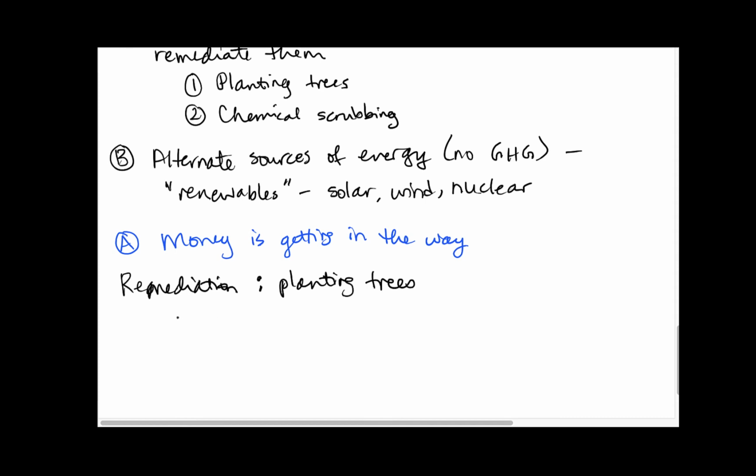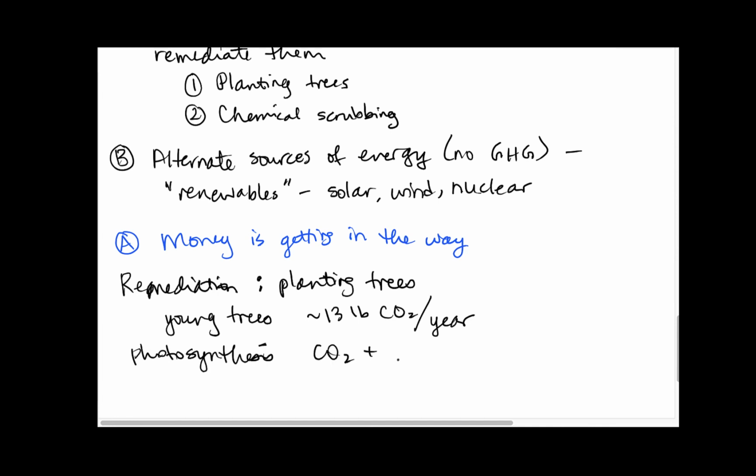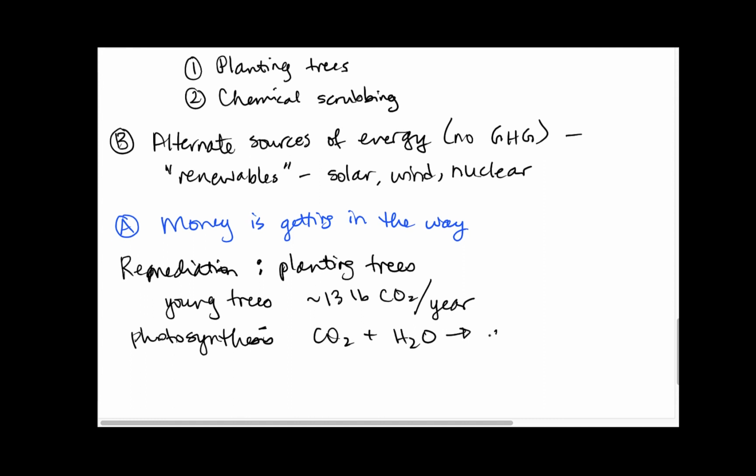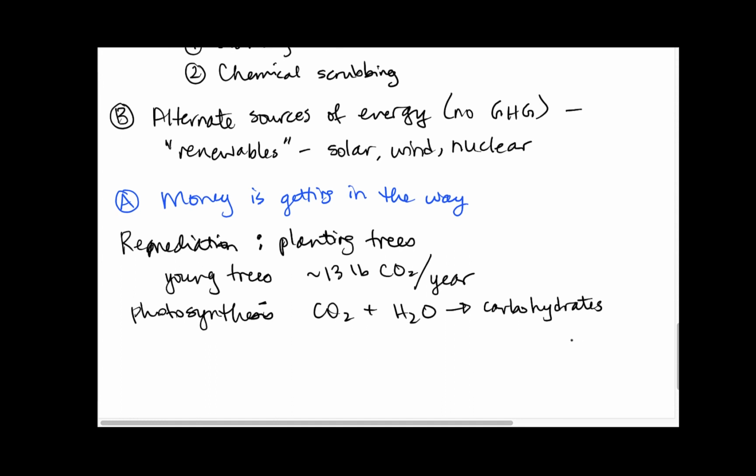If you do a little bit of looking around, it looks like young trees absorb about 13 pounds of carbon dioxide per year, because we know that all photosynthesis processes start with carbon dioxide and water, and they effectively make sugar, right? Glucose. I'll just say carbohydrates, and starches, and cellulose, and all those kinds of things. And then mature trees are using even more, about 48 pounds of carbon dioxide per year.